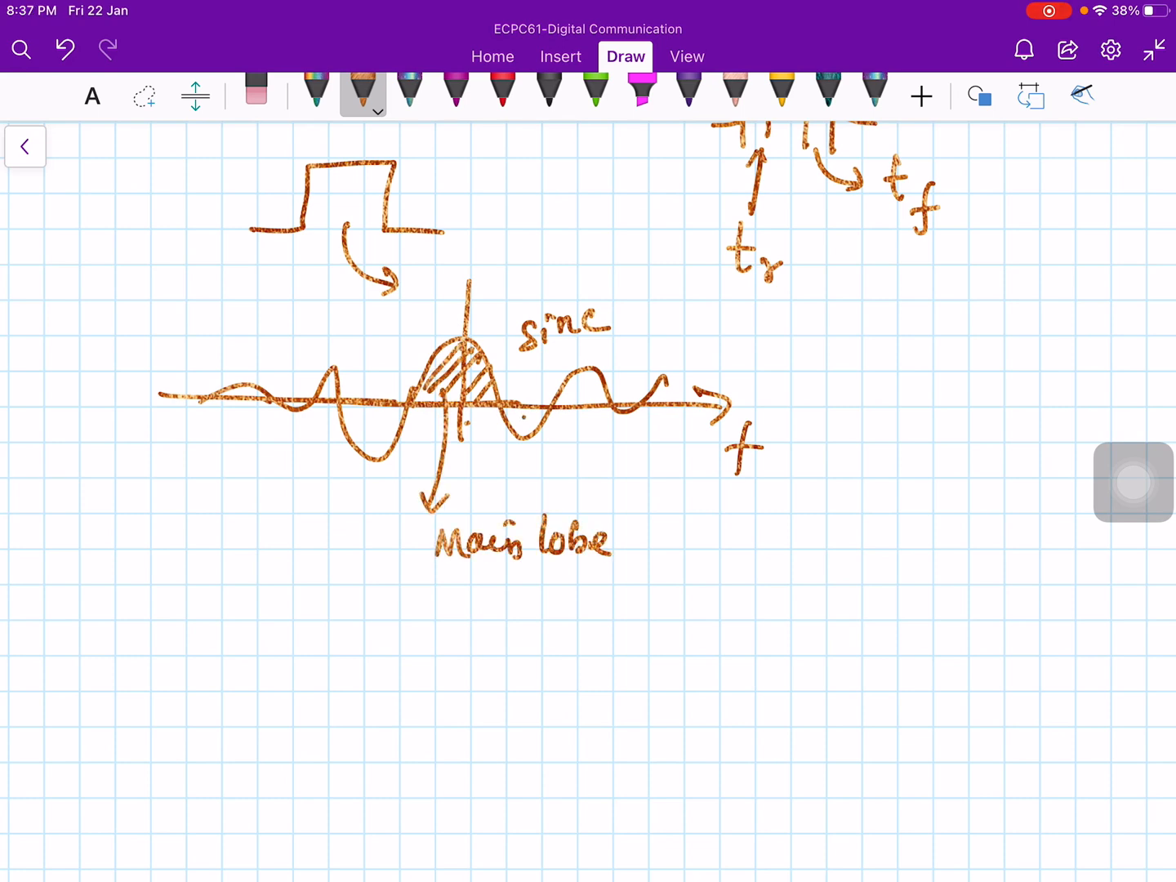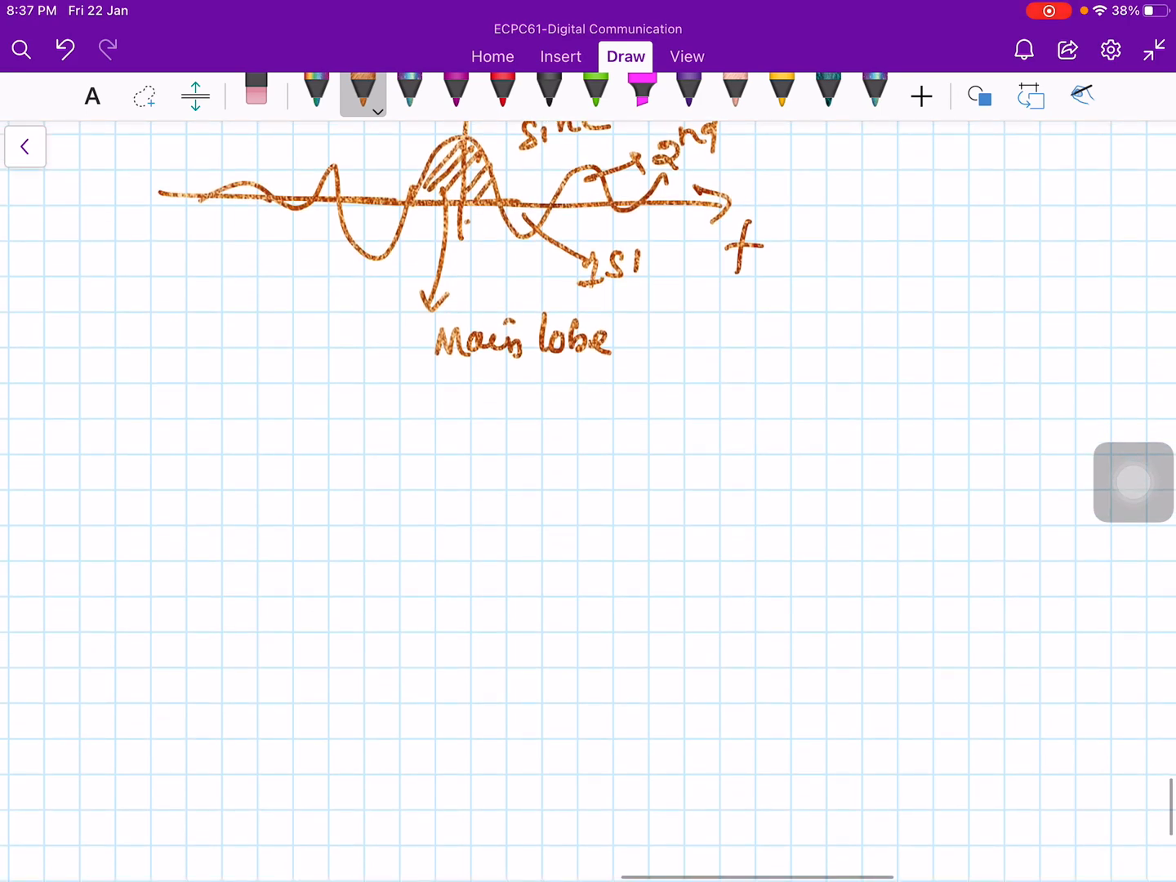This is the first side lobe, second side lobe and third side lobe. So the second, third and fourth side lobes contain a very small amount of energy, or power. That means an insignificant amount of power. But the main lobe contains the majority of the energy.